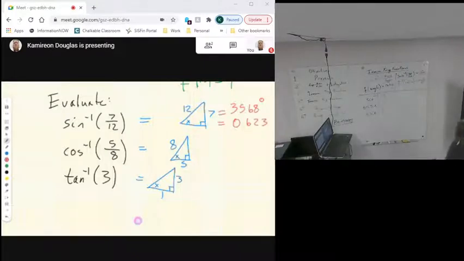Okay. So you have the degree version, which means that in this picture, this ratio, 7/12, is created by the angle of 35.68 degrees. That's the big idea of the inverse. We tell it the ratio, and it tells us what the angle should be. Again, that's the opposite effect of what the traditional sine function does, where we plug in the angle and find out the ratio afterwards. Cosine inverse of 5/8.